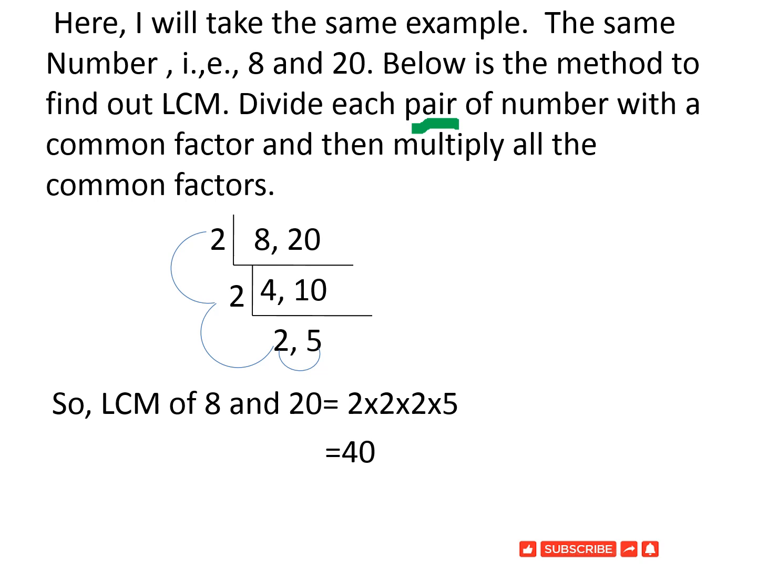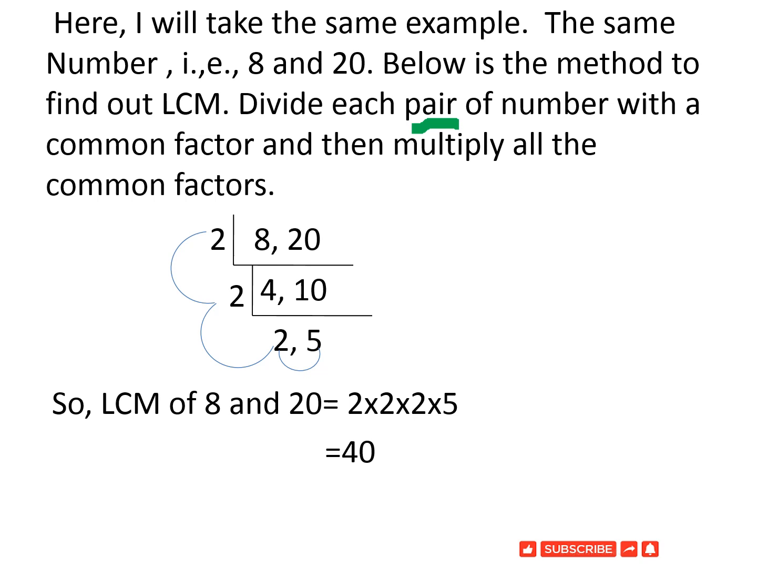So we'll start from 1. If we divide 8 by 1, it will be again 8, and if we divide 20 by 1, it will be again 20, so that will be of no use. So now I'll take 2. If we divide 8 by 2, it will be 4, and divide 20 by 2, it will be 10. So we'll divide both the numbers by 2, and the result is 4 comma 10. Again we can divide both by 2, so the result will be 2 and 5.